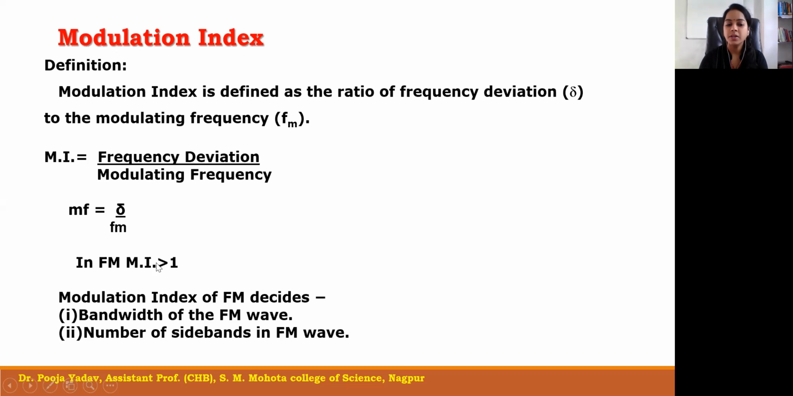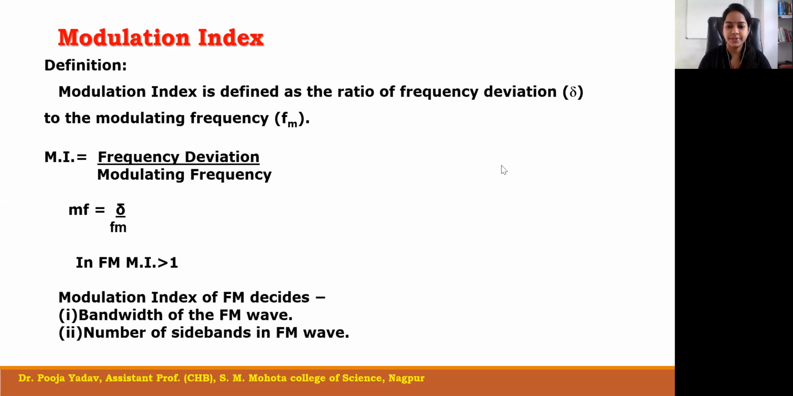Okay, so Fm should be greater than 1. This is the criteria for having a good frequency modulation. Here the modulation index also decides the bandwidth and the number of sidebands in the FM wave. We have seen what sidebands are. Whenever we are going to modulate the signal, we are having the sidebands also. So here also we are going to see how the sidebands are there in frequency modulation.